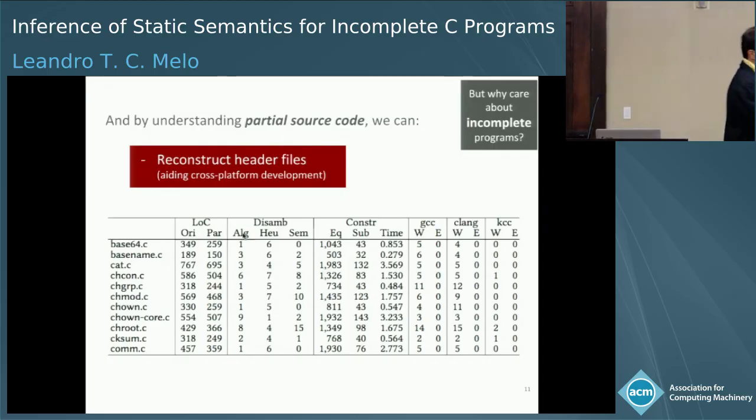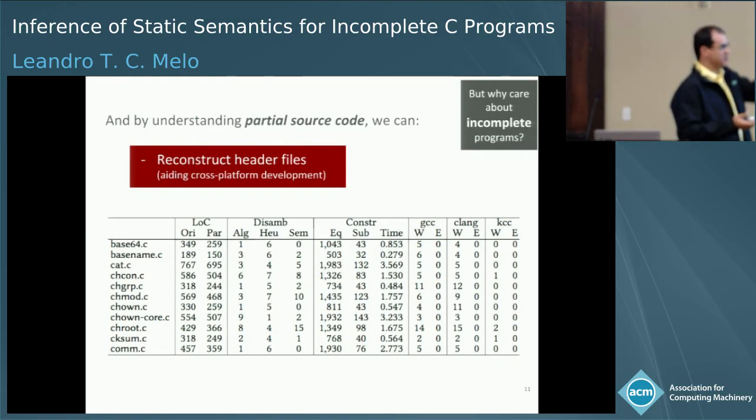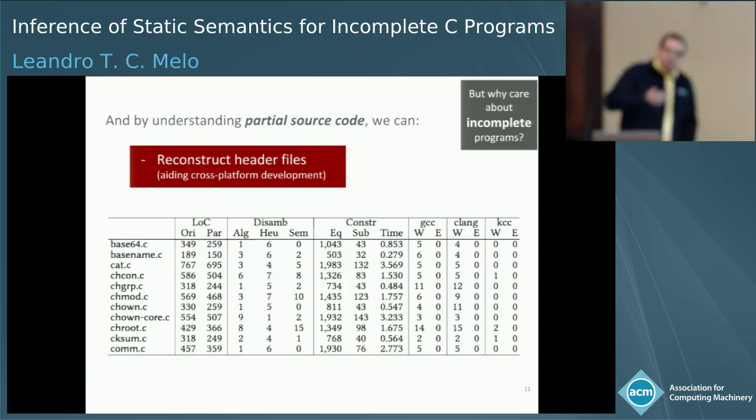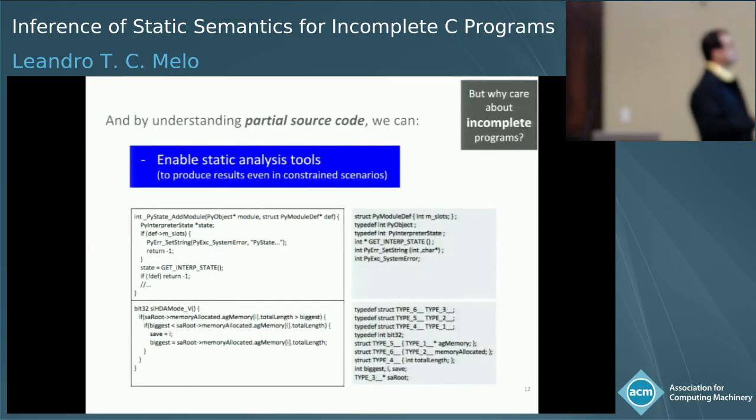And I don't have the laser here, and I don't want to get confused with two, but you can see that GCC, Clang, and KCC, which is from academia, a more rigorous compiler, and we do have warnings, and I'll explain a little bit about that later, but we can produce programs free from compilation errors. So this is one reason why we might want to understand partial source code.